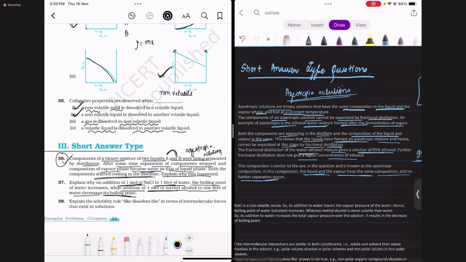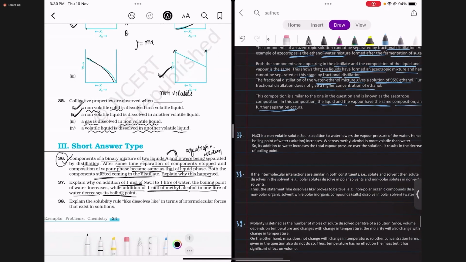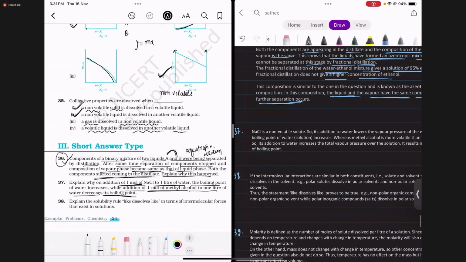तो जब हम 1 liter of water में 1 mole of NaCl add करते हैं, तो boiling point increase हो जाता है, पर similar quantity of water में अगर हम 1 mole of methyl alcohol add करते हैं तो उसका boiling point decrease हो जाता है. So why does that happen? So we know that जो हमारा NaCl है, that is a non-volatile solute.